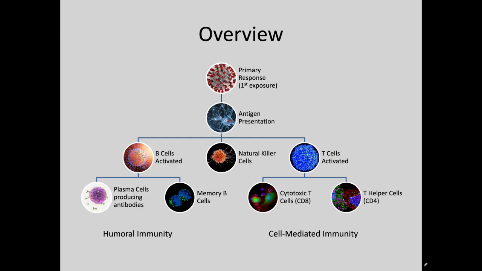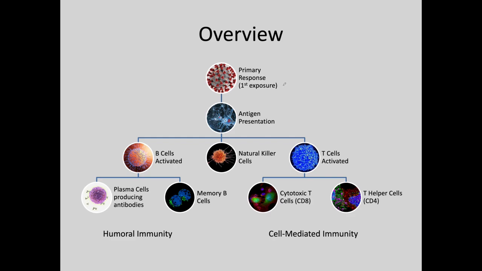So just a real quick overview of what happens in the adaptive immune response. First of all, we have to be exposed to an antigen to begin with. So we're exposed with the primary response. This is the very first exposure, and the adaptive immune response will take probably several days to respond.